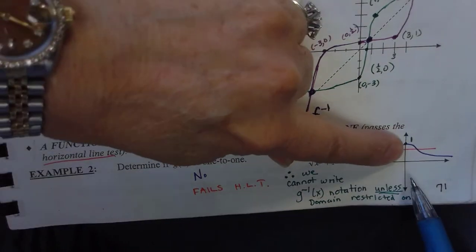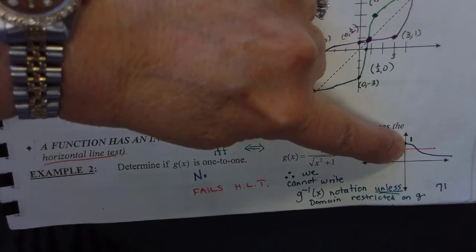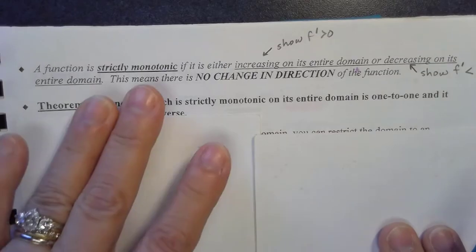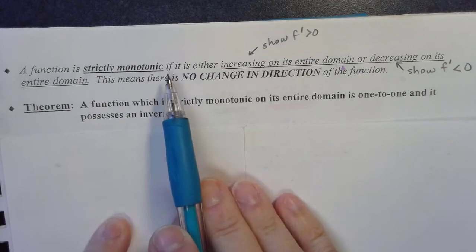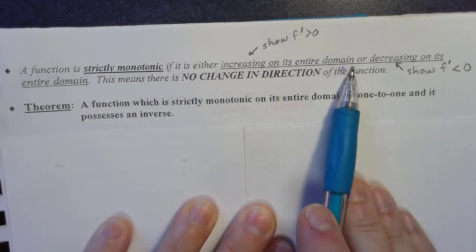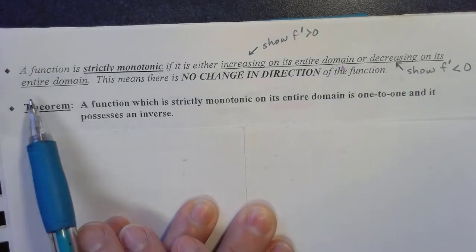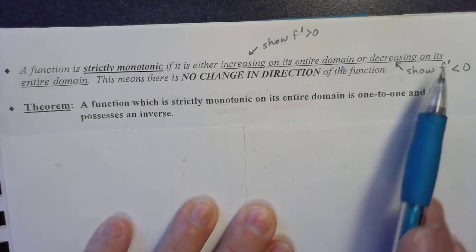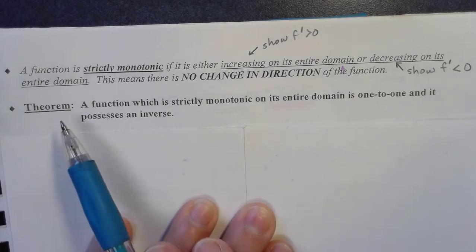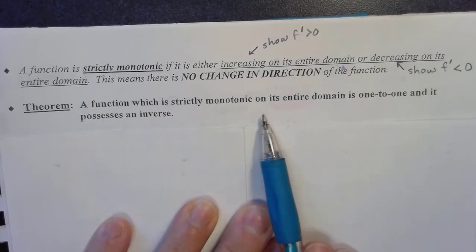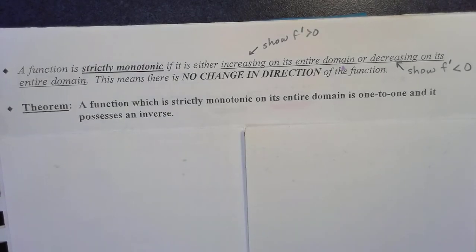Now, if I restricted the domain on g to 0 to infinity, its inverse would be a function, and I could use this notation. So now this theorem becomes more important. A function is strictly monotonic if it is either increasing on its entire domain, in other words, show that f prime is positive for all values of x, or decreasing on its entire domain, in other words, show f prime is negative. This means there's no change in direction of the function, which makes it 1 to 1. Theorem: a function which is strictly monotonic on its entire domain is 1 to 1, and it possesses an inverse. We might add, that is a function.